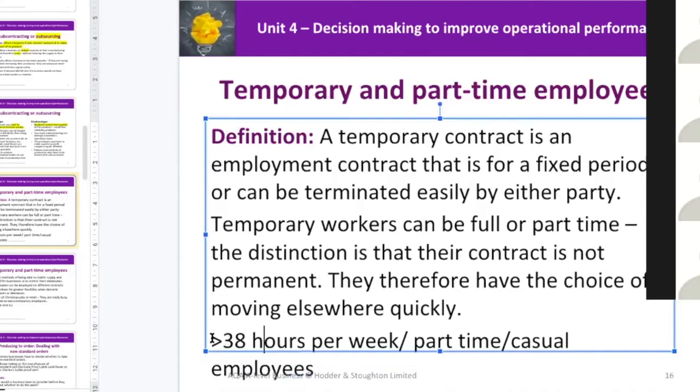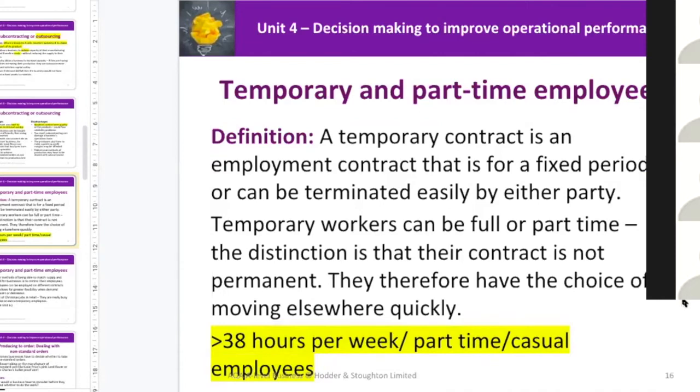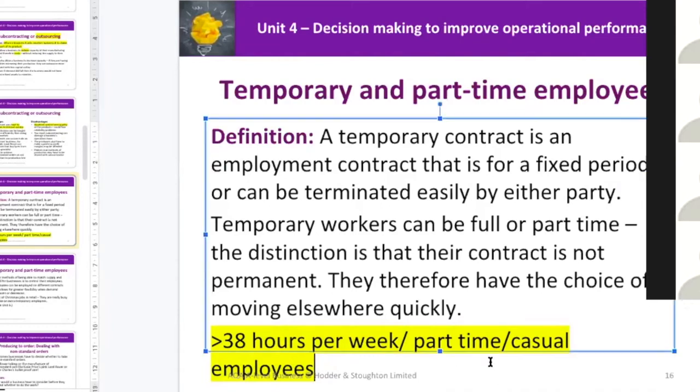Do you guys know how many hours full-time employees work every week? No. 8 hours a day, 5 days a week. 45 or 45? 40, sorry. 40 hours, that's full-time, yeah? So the reason we're using part-time and casual employees is because we can tell them how many hours they need to work.